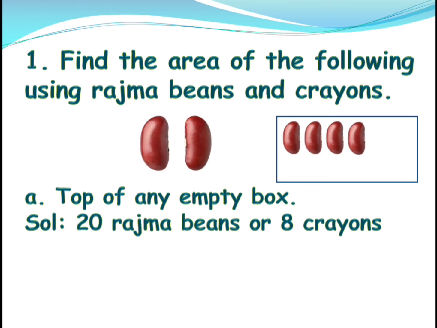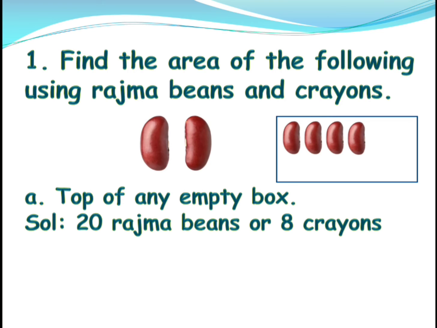For me, there were 20 rajma beans because I have taken a bigger empty box. That's why I have 20 rajma beans and 8 crayons. Crayons are a little big, isn't it, children? So the crayons will measure less in number because they are big. Rajma beans are very small, tiny, so that's why they are more. You might have taken a small empty box, it might be 10 or 5 or 8 or 20, 16. Based on that, you need to write your number of rajma beans to cover the given area.